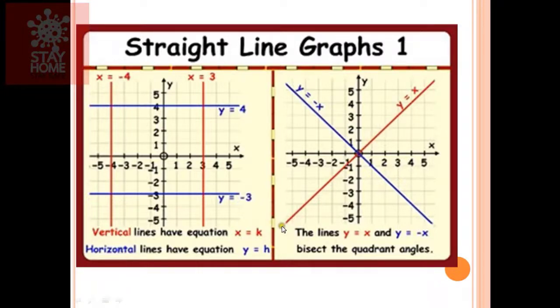The straight line can be positive slope. This red line is positive slope. The straight line can be negative slope. This blue line is the negative slope.